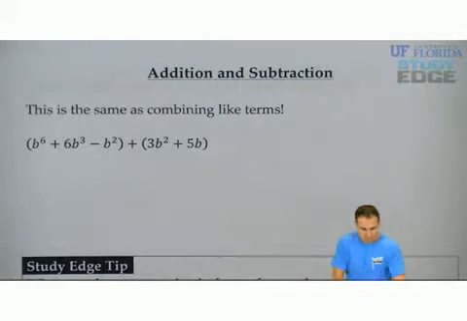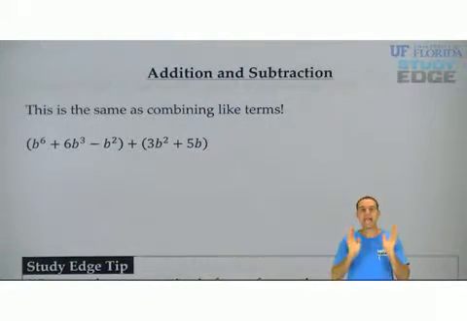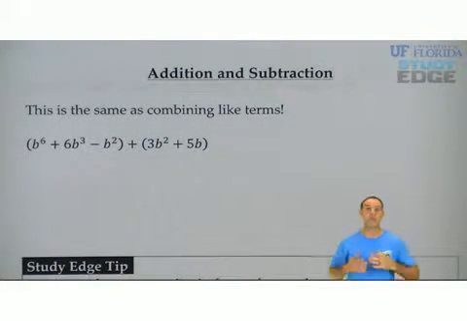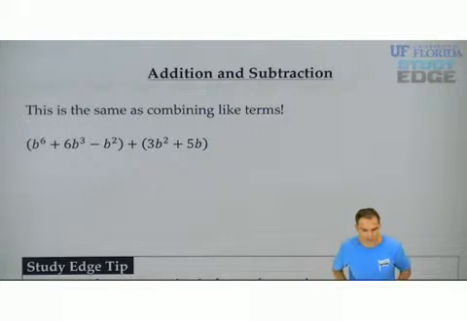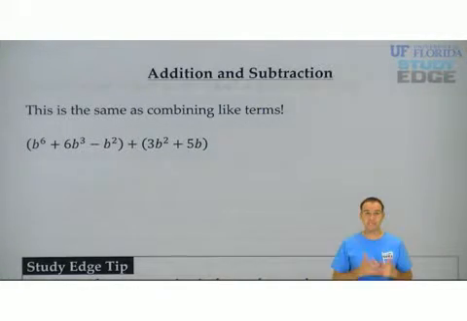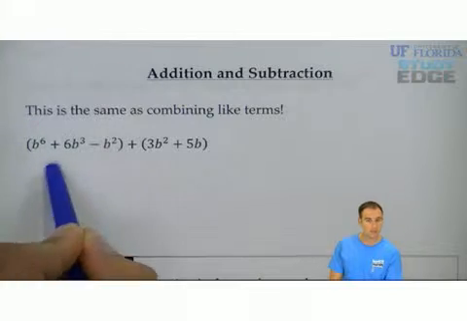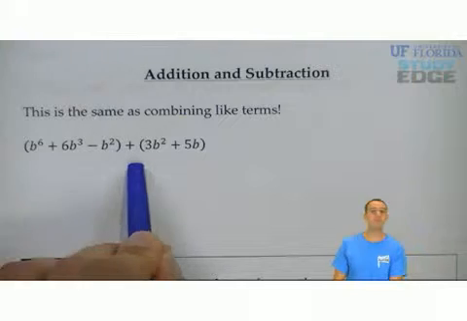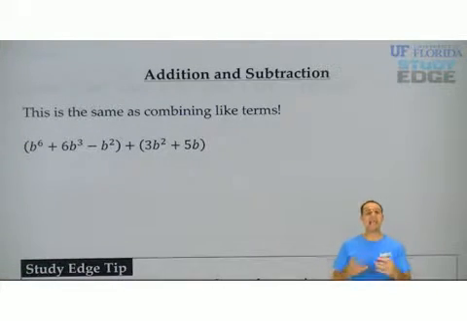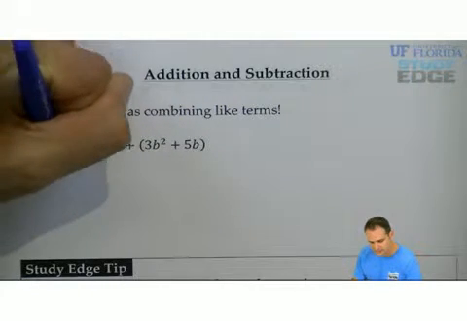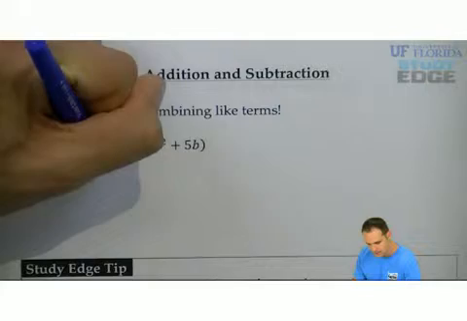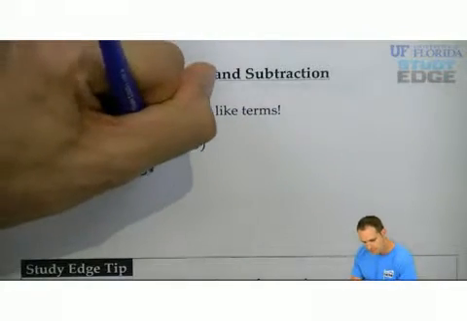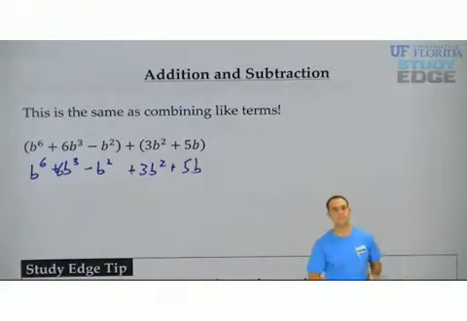In this first example, we have adding, which is the best because adding will not change any of the signs in the second set of parentheses. So essentially, we can remove all the parentheses. This first example, we have a trinomial plus a binomial. We have a polynomial plus a polynomial we're going to add. And again, adding, you can go ahead and just remove the parentheses, giving us b to the 6th plus 6b cubed minus b squared plus 3b squared plus 5b.